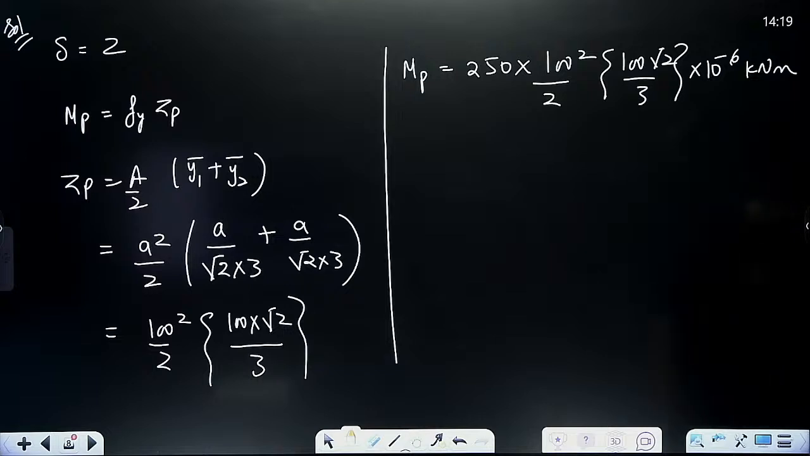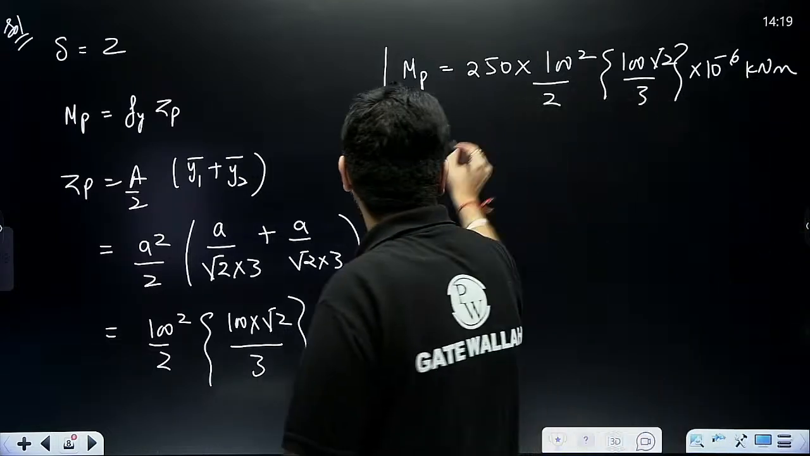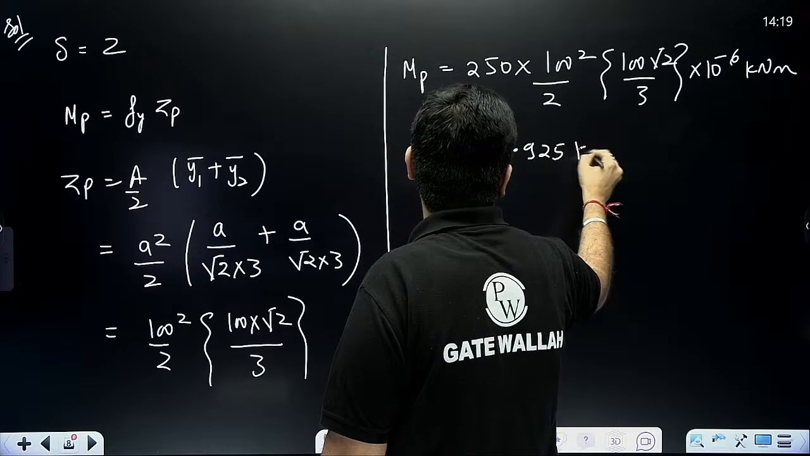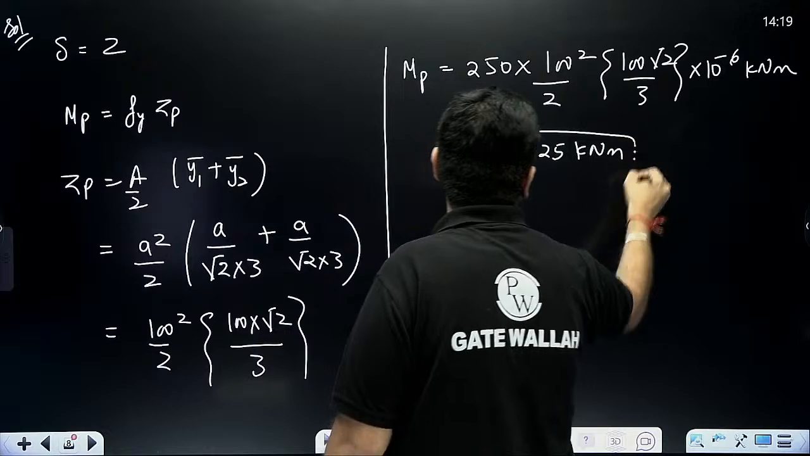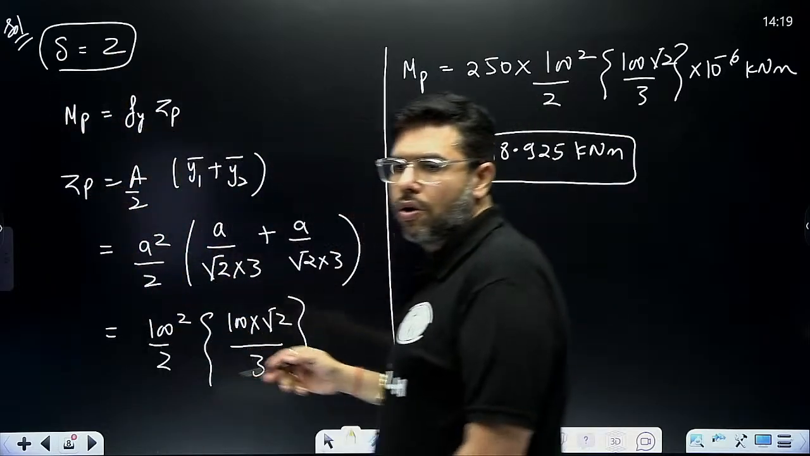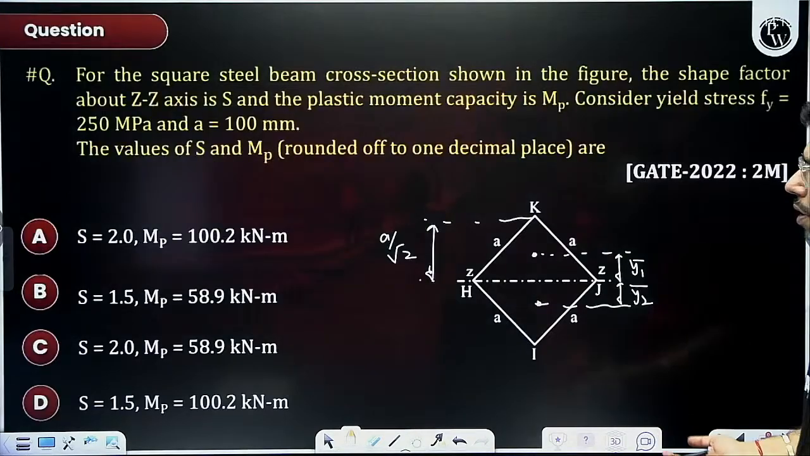So what answer did I get here? I got the answer as 58.925. Like this only you did it. See, such a simple question. Just you have to calculate MP. Shape factor I already know. So like this you can solve the question. It was not a difficult question.